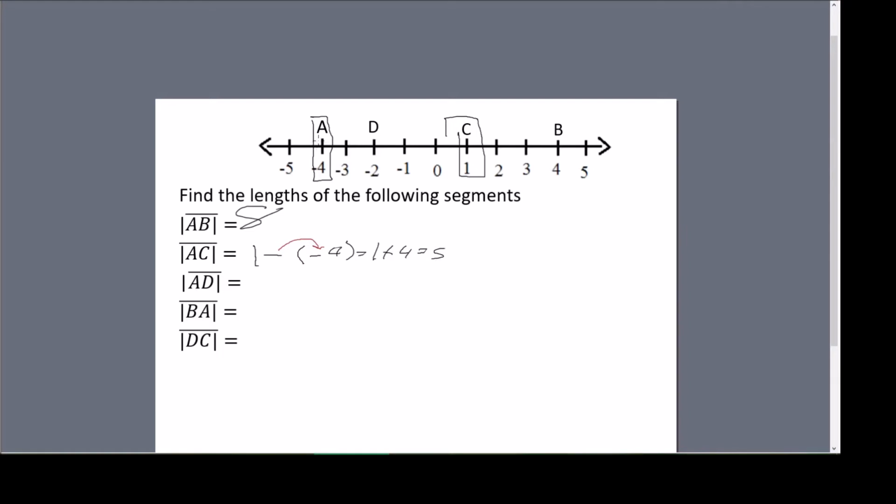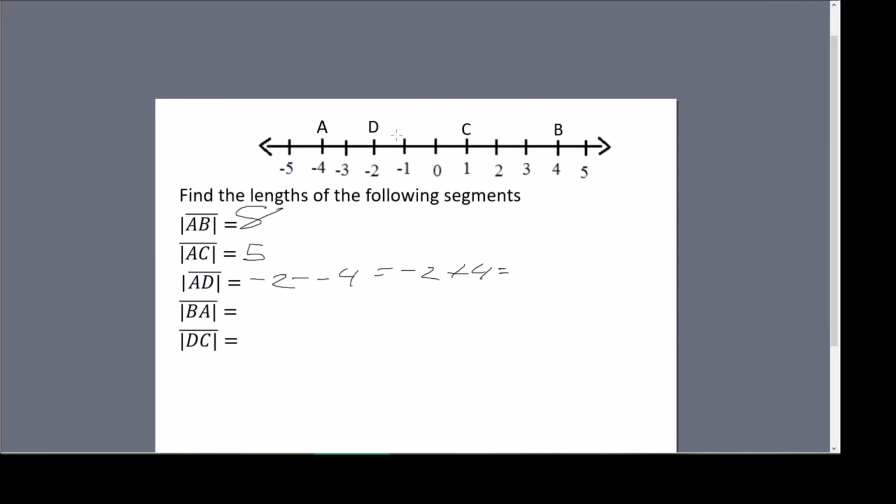And I could check that up here again. 1, 2, 3, 4, 5. So then AD. D is on the right, and it's negative 2. A again is negative 4, so minus negative 4. Double negative means negative 2 plus 4, which gives me a length of 2. So I can come up here and see that, yes, 1, 2.